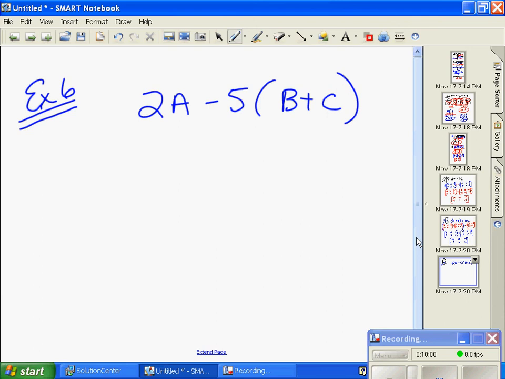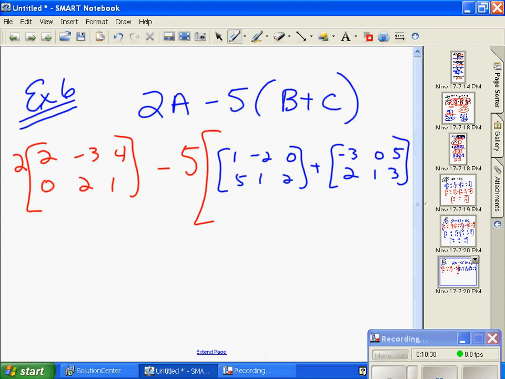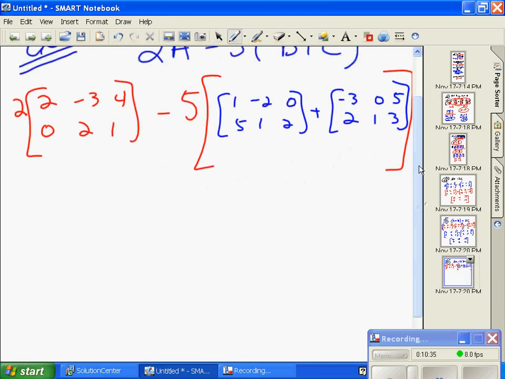Okay, coming back here, I actually wrote out 2 times my A, which is 2, negative 3, 4, 0, 2, and 1, minus 5 times big brackets B plus C. So I had in the big brackets my matrix 1, negative 2, 0, 5, 1, and 2, plus C, which is negative 3, 0, 5, 2, 1, and 3. Okay, so what I did then was I multiplied 2 times everything in that first matrix, so I got 4, negative 6, 8, 0, 4, and 2.